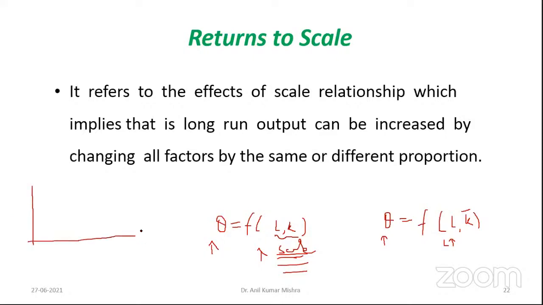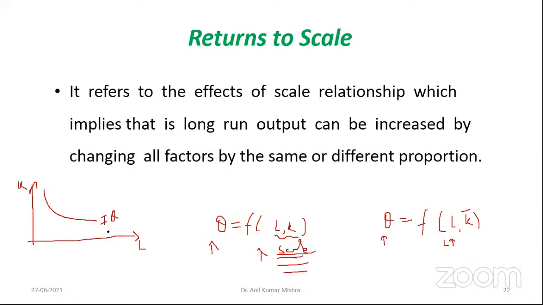Actually, what is that isoquant? Isoquant is otherwise known as the equal product curve. On this axis, we take into account the capital. On this axis, we take into account the labor, right? And the isoquant curve will look like this. This is called the isoquant, IQ. What is that isoquant, or equal product curve?